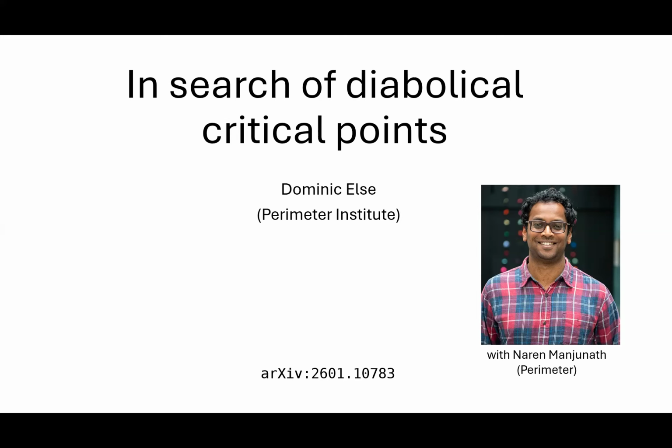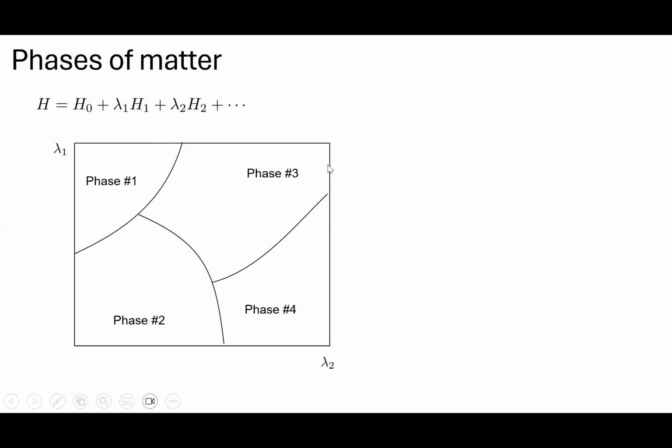But first, I want to start with this concept of a phase of matter. So you have your Hamiltonian. I guess it could be a quantum many-body lattice Hamiltonian or maybe a quantum field theory. And it depends on various parameters. I wrote, parameters of Hamiltonian. You can also imagine that something like temperature is also a parameter. And then you can plot the phase diagram as a function of the various parameters, and you'll see maybe that there are different phases of matter that are separated by phase transitions.